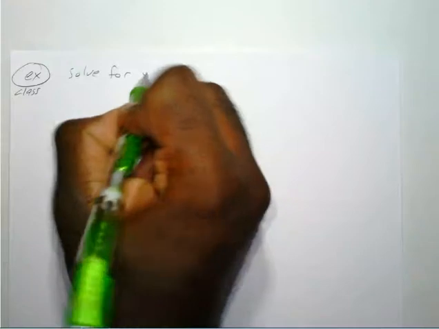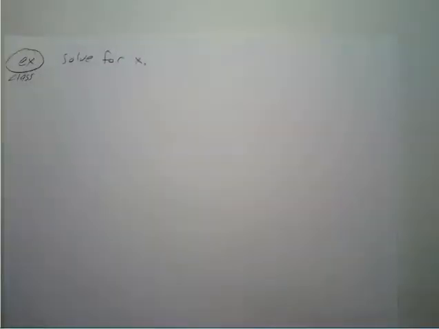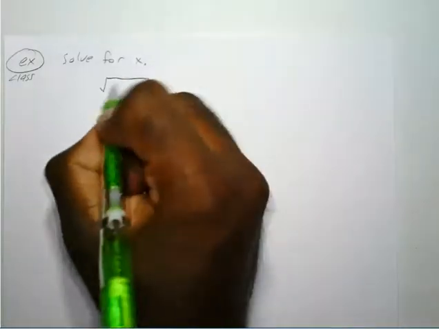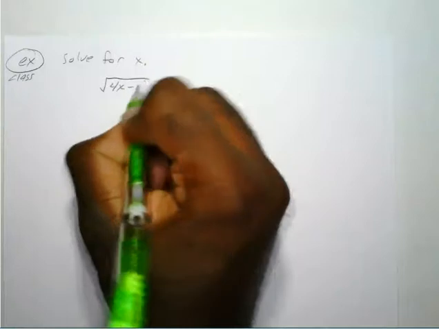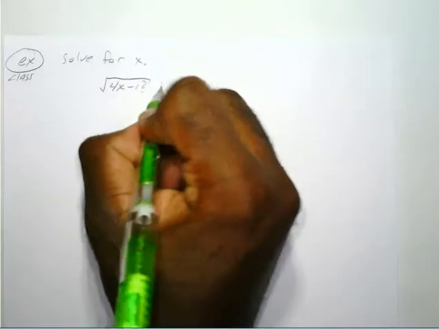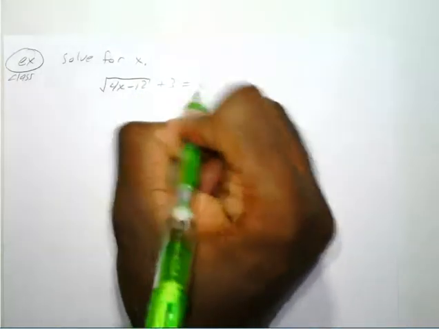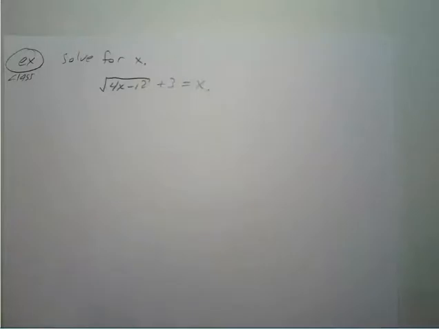All right, so say for this example, and I want you to try this one on your own first. Again, we want to solve for x, and we have the square root of 4x minus 12 plus 3 equals x. Now remember, you're going to use the exact same steps from the previous example.